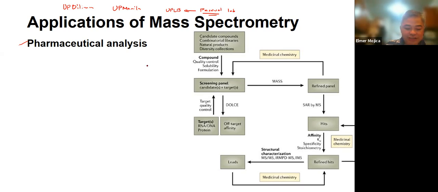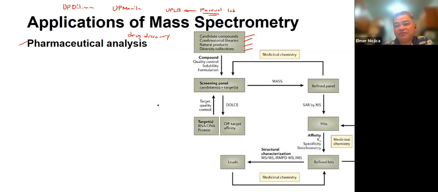Okay, so if we look at the main applications of mass spec in pharmaceutical analysis, I think number one here is drug discovery. That's why I put this slide here. So usually you have what? Candidate compounds. You can do combinatorial libraries, natural products, or what we could call a diversity collection. So I think this is what the Pascual Lab is doing there. Okay, I'm asking you this, or in case you don't know, because this can be part of some of your BS thesis.